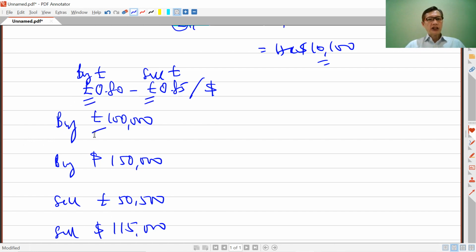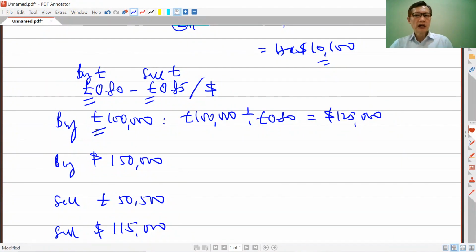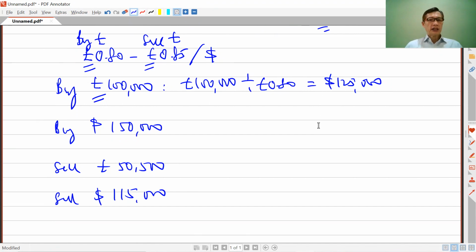The first case is we are dealing with the pound. So we should be dividing, pound divided by pound. And here it is buy pound. That should be the first rate, the lower rate, 0.8 pound. Then we get the answer in US dollar. So that would mean that in order to buy 100,000 pounds here, it costs us 125,000 US dollars.